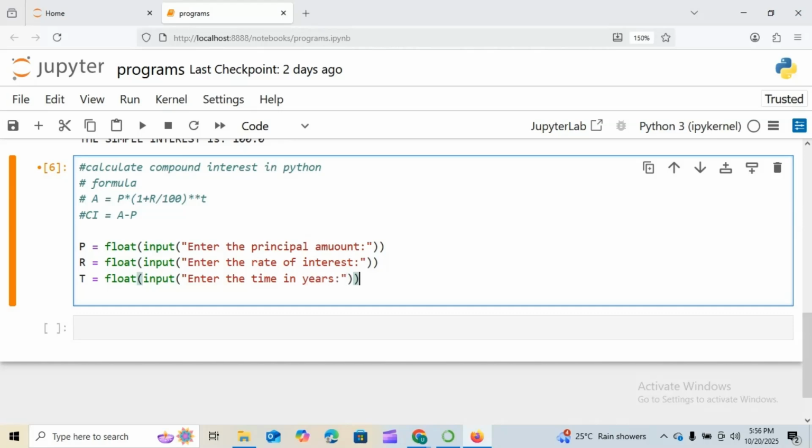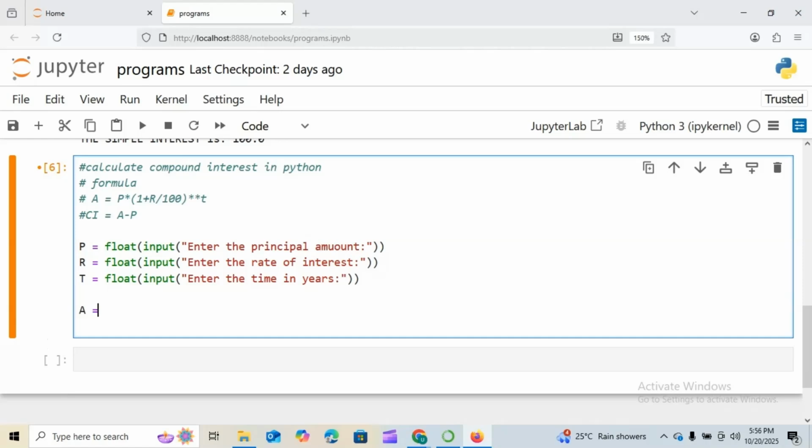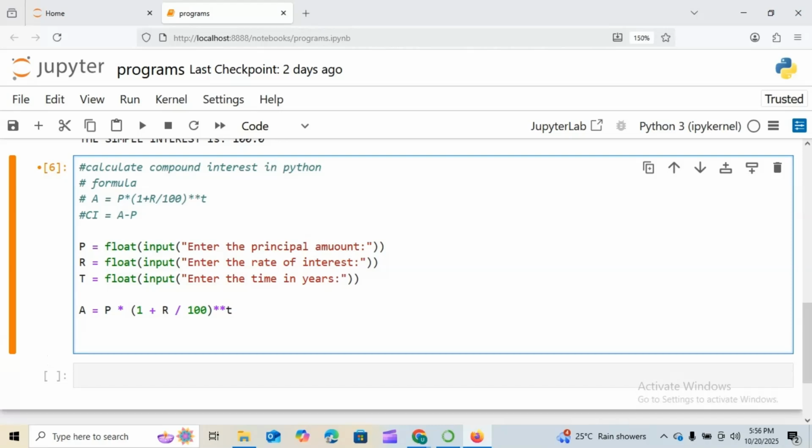All right. So now we are going to calculate the compound interest here. So that is A equals P into 1 plus R divided by 100. Then to the power of, if we cannot write the power, that's the reason we'll be using an exponent form here. And it is T here. Then we have CI, that is compound interest. CI equals A minus P.